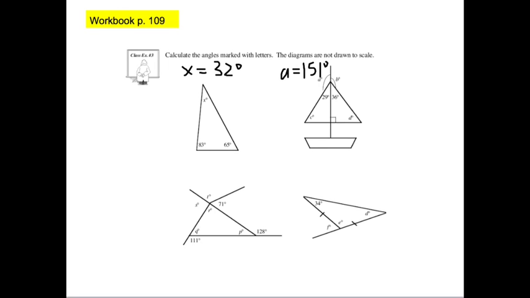You can do the same for B. 180 minus 36 will give you B. B is going to be 144 degrees, because those two angles together, 36 and 144, equal that straight angle that you see.